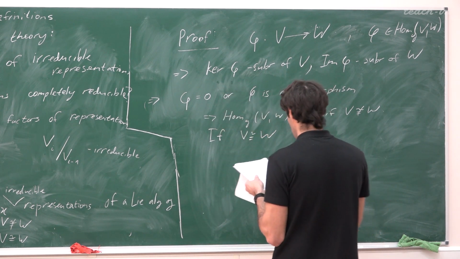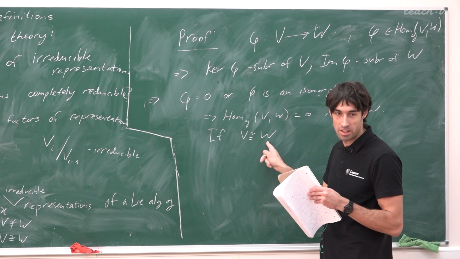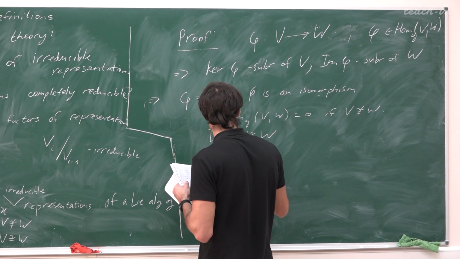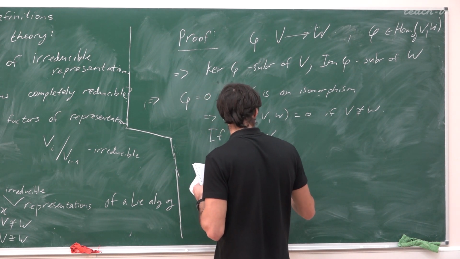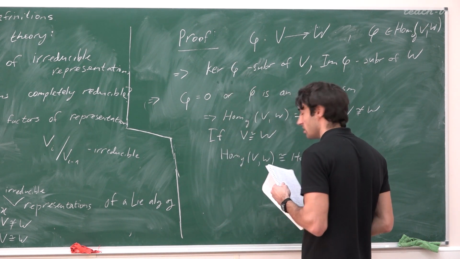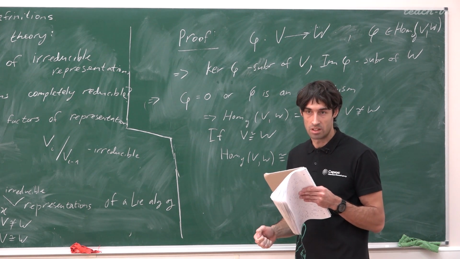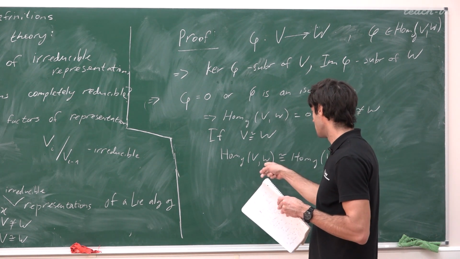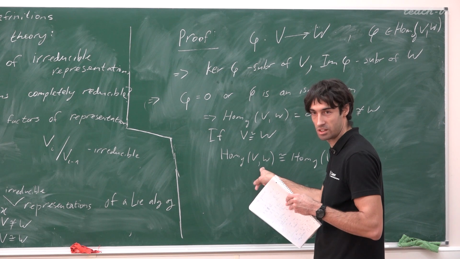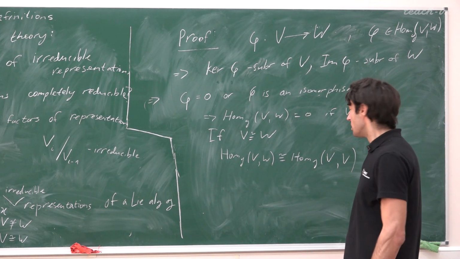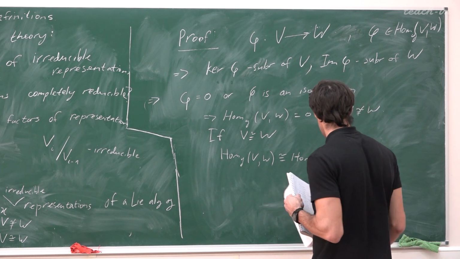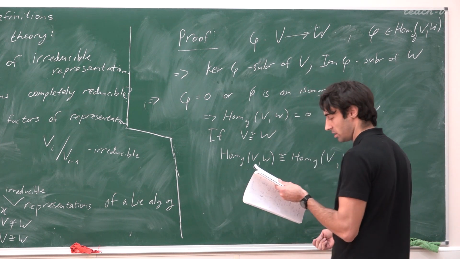Right, then I have some isomorphism between V and W. And this means that I actually have some isomorphism between these two. Well, just take the isomorphism between V and W and compose it with any morphism here, and you'll get a morphism here. Okay, but what is this thing? It's just endomorphisms of V onto itself.